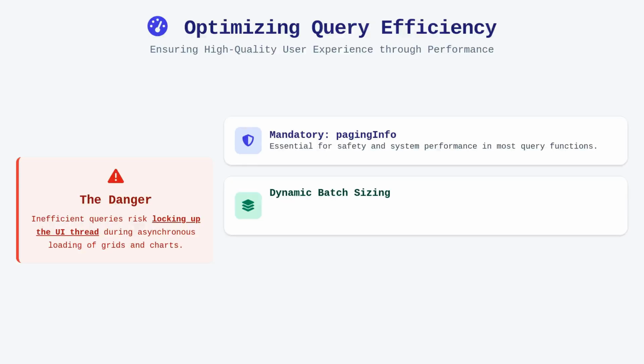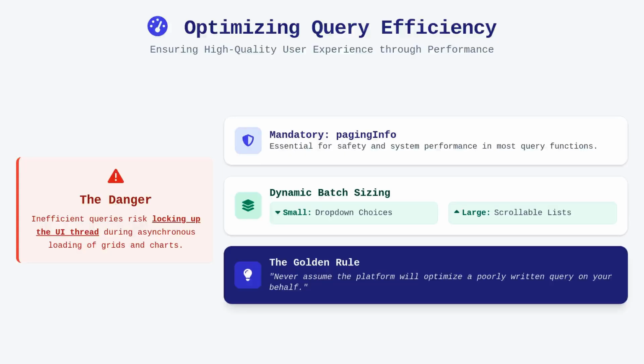You should define your batch size based on the specific usage of the data. Use a small batch size for drop-down choices where the user only needs a few options, and adjust it for larger data displays where the user intends to scroll through lists. Never assume that the platform will optimize a poorly written query on your behalf.